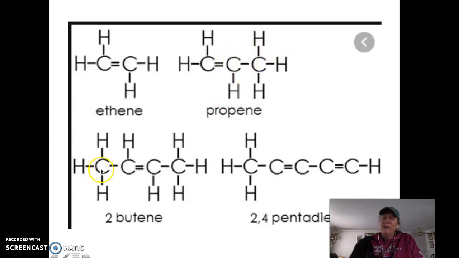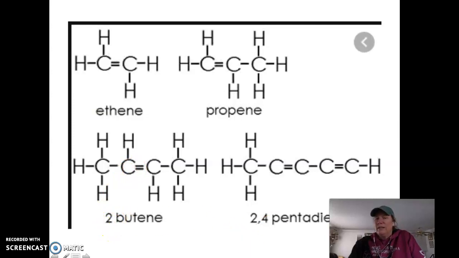But now here we have butene. It's not on the first carbon, so we have to say where it's at. This should have a dash in there, sorry about that. So this is 2-butene, because the double bond isn't on the first carbon. If it's on the first carbon, you don't have to write a number. You can, it's your choice, but if it isn't, you have to say where it's at.